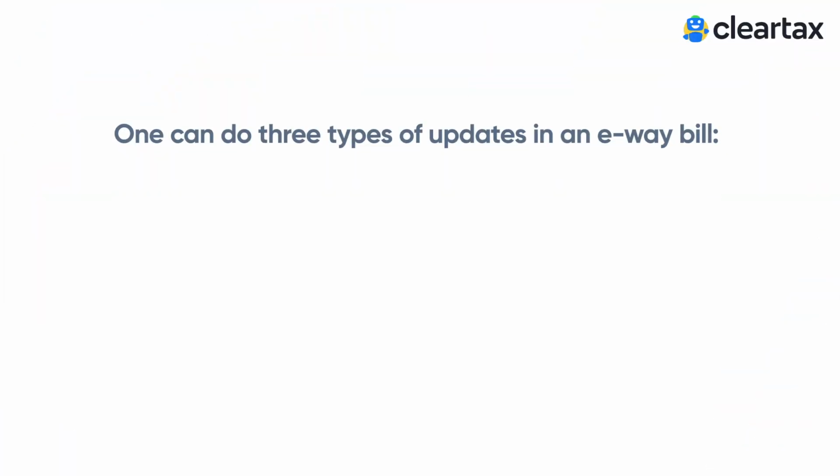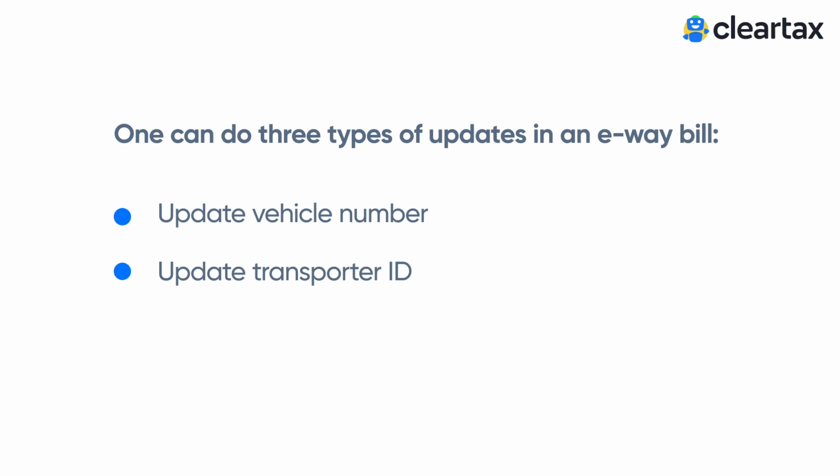One can do 3 types of updates in an e-way bill. Number 1. Update vehicle number. Number 2. Update transport ID. Number 3. Extend validity. We'll see one by one.